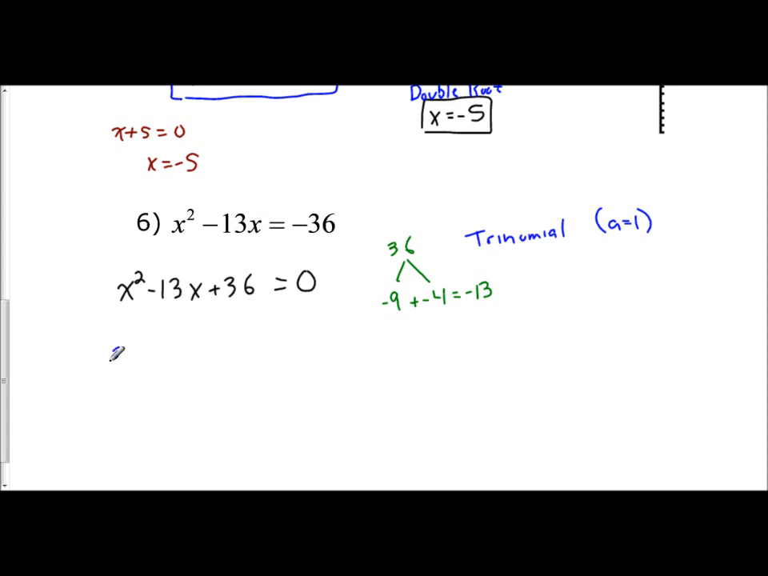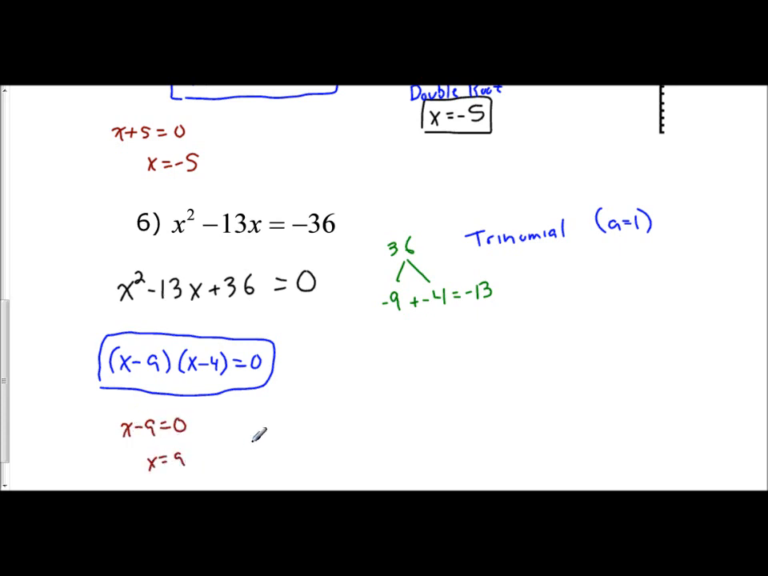So we write it down. We have (x - 9)(x - 4) = 0. That is our factored form. Set each factor equal to 0 and solve. x - 9 = 0, you would add 9, so x equals 9. x - 4 = 0, you would add 4, x equals 4. So your solutions, which are your x-intercepts, which are your roots, which are your zeros, are x equals 9 or 4.